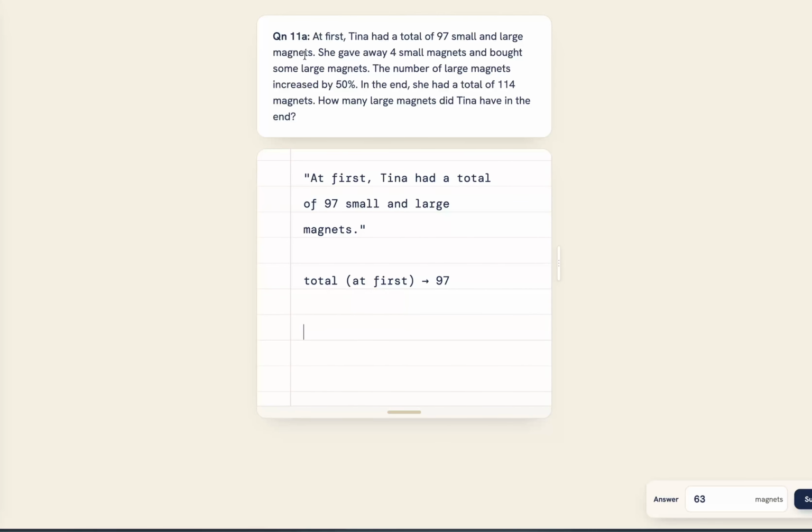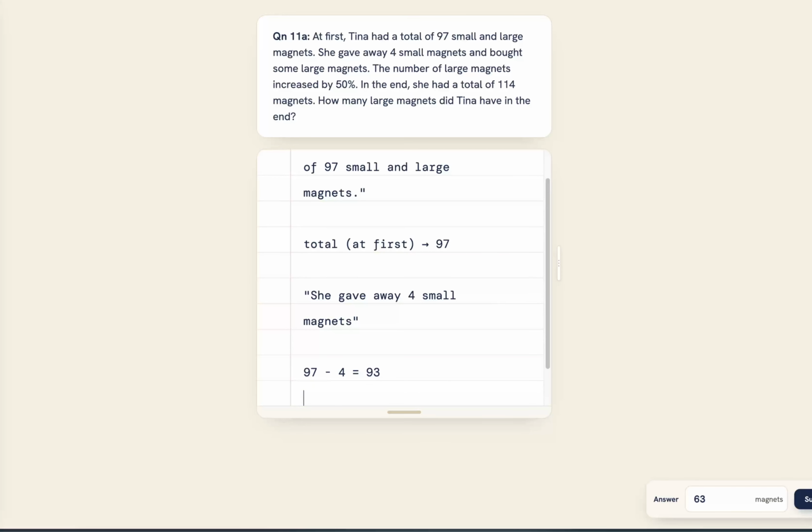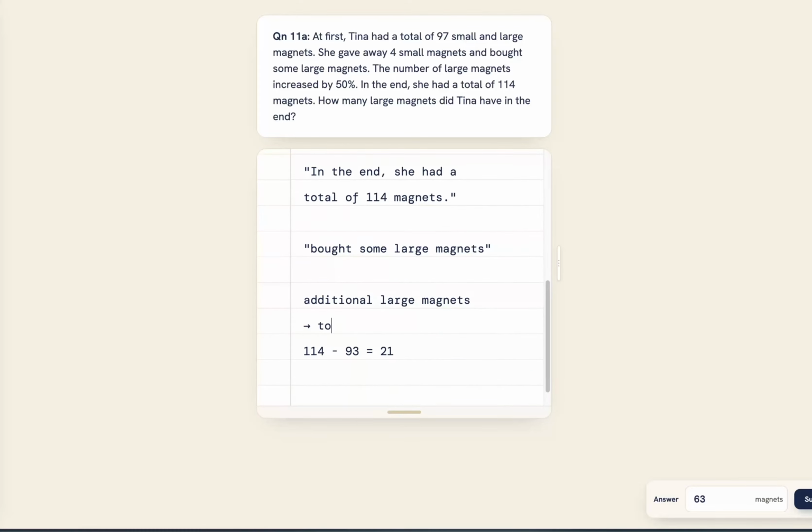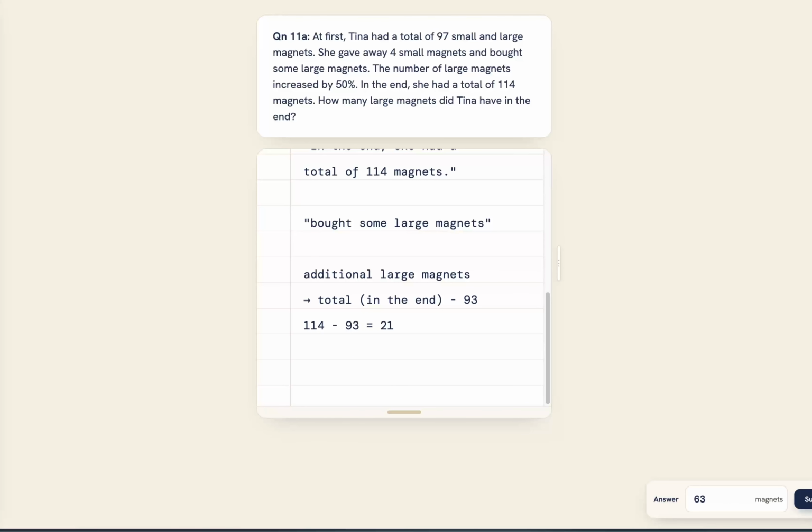Then she gave away 4 small magnets. So that means it will be 93. Then after that, she bought some large magnets. So we also know that in the end, there's a total of 114 magnets. So the large magnets bought after this will be the additional large magnets, which is basically the total in the end minus the 93, which is equal to 114 minus 93, which is equal to 21.